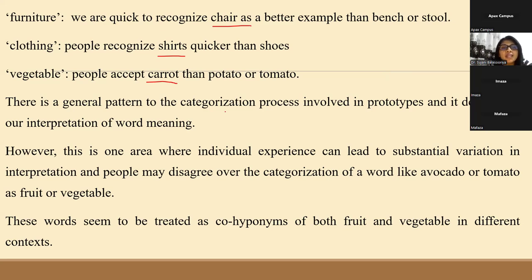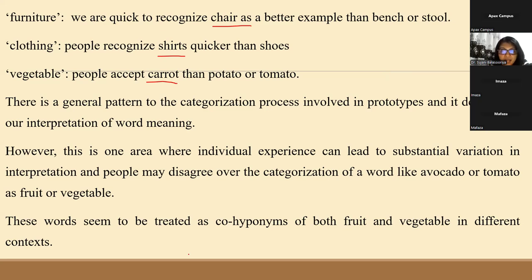There is a general pattern to the categorization process involved in prototypes, and it determines our interpretation of word meaning. Always, prototypes are decided according to the meanings of the words. But still, there are some clashes. Clashes means different individuals can understand these prototypes in different ways. This is one area where individual experience can lead to substantial variation in interpretation, and people may disagree over the categorization of a word like avocado or tomato as fruit or vegetable. Some people say avocado is a fruit and tomato is a vegetable. But there are some cultures, some countries, where avocado and tomato both are treated as vegetables and also as fruits.